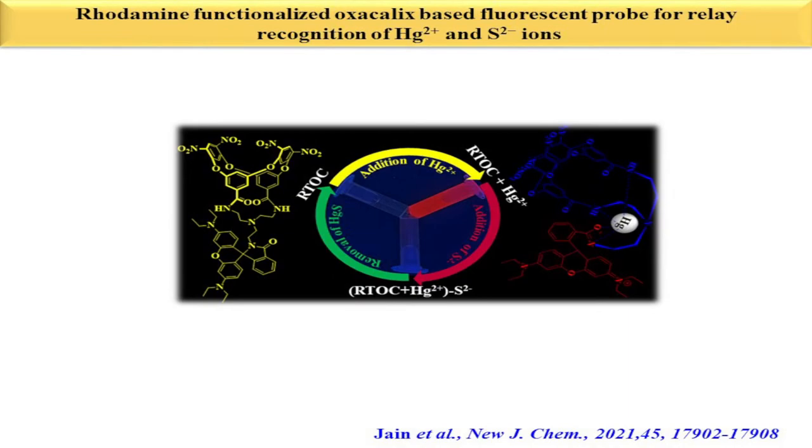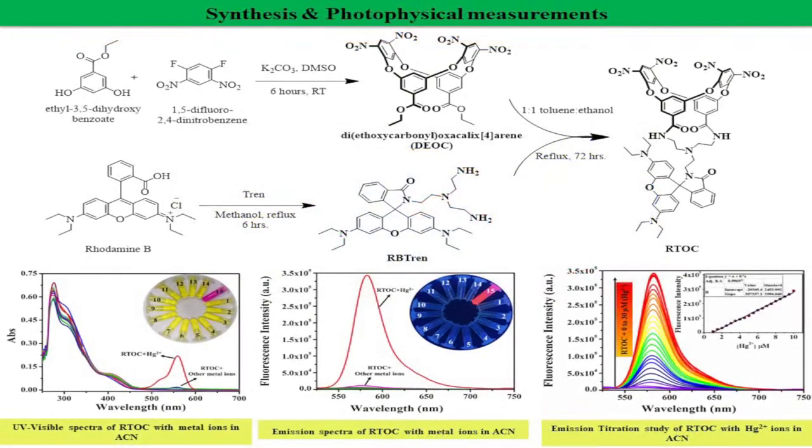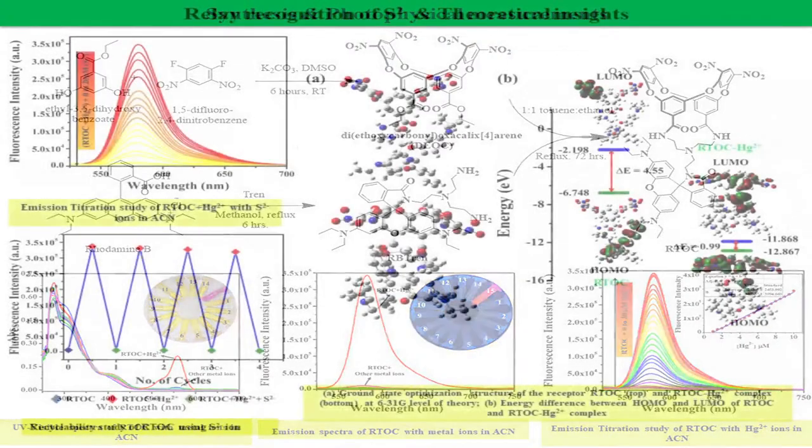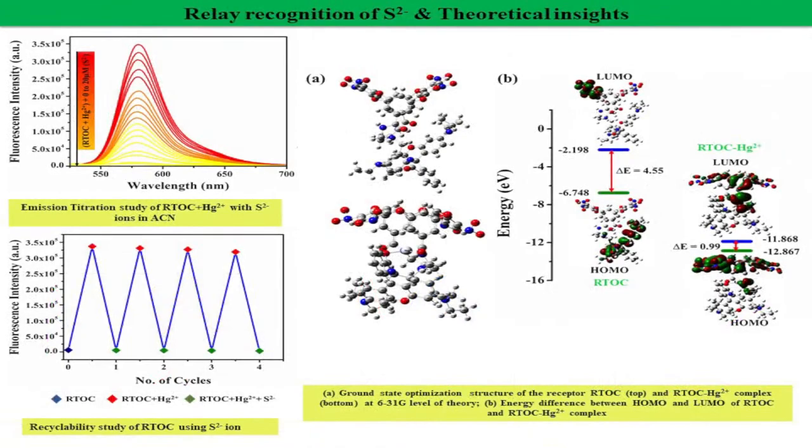Again, another one is for recognition of mercury and sulfide. This is rhodamine-based, RTOC, a rhodamine-based oxacalixarene. For colorimetric detection, mercury forms a complex with this, and we get a change here. In fluorescence, we get enhanced fluorescence intensity. When we add mercury to this, the fluorescence intensity increases to a larger extent. When we add sulfide ions, the fluorescence intensity gets decreased.